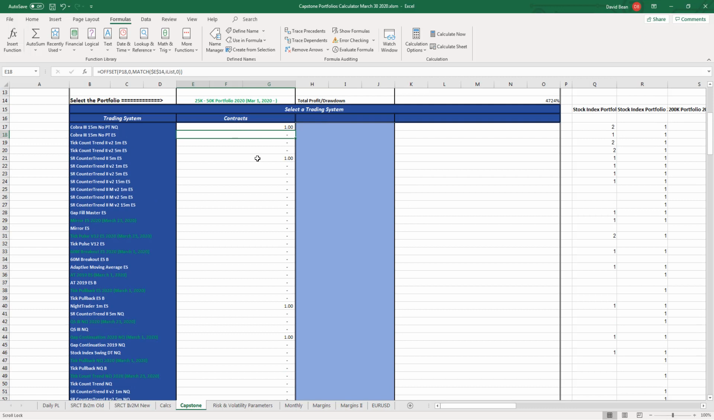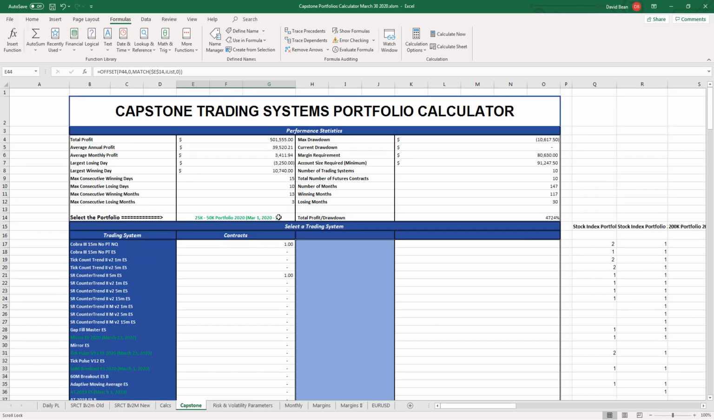It trades Cobra 3, E-mini NASDAQ. SR Counter Trend 2, E-mini S&P. Those don't typically trade in the same direction. It does trade a night trader. We updated gap continuation on March 1. Let's look at the old version.